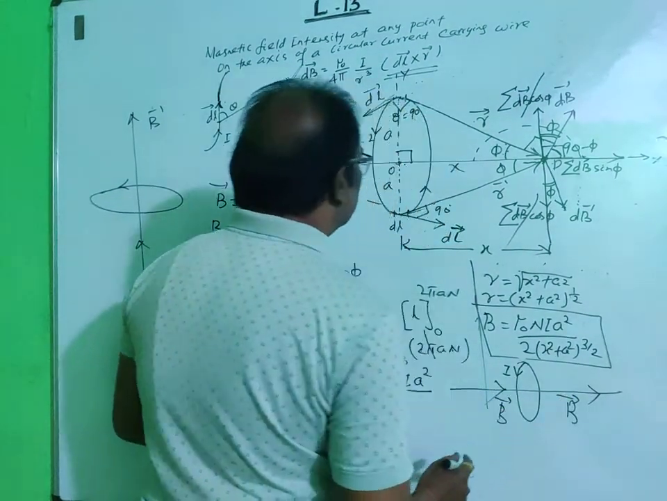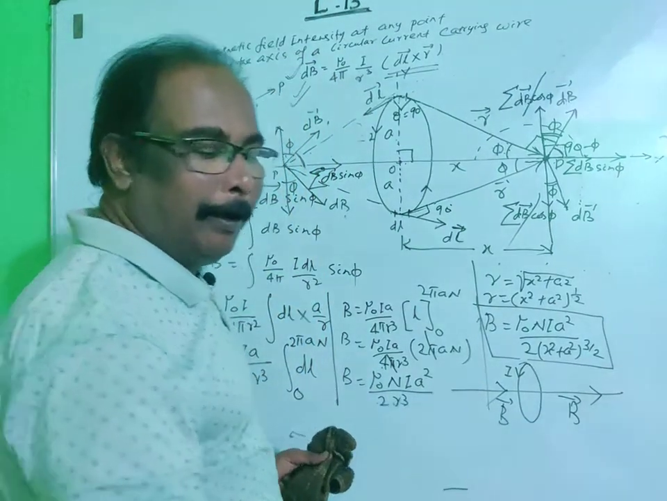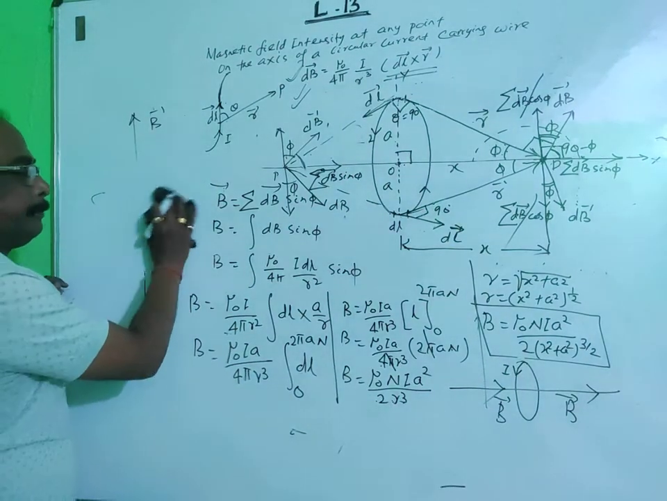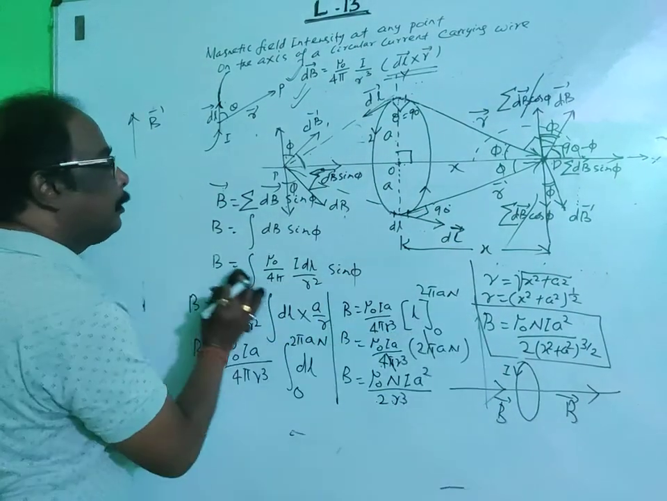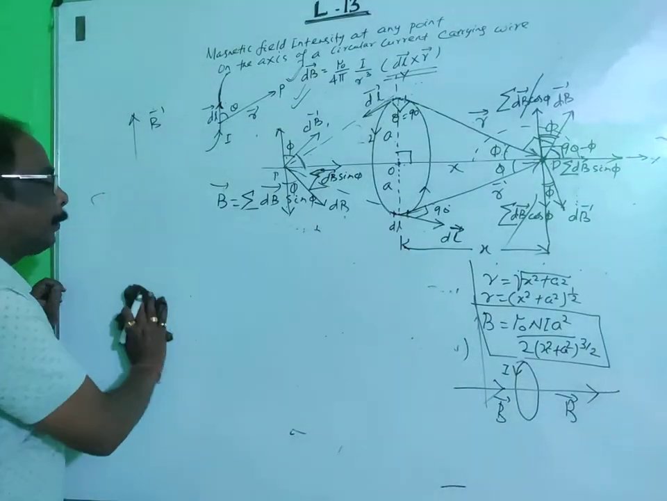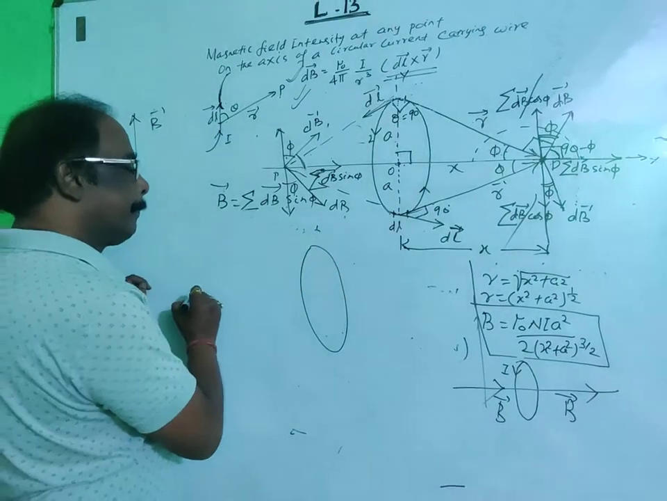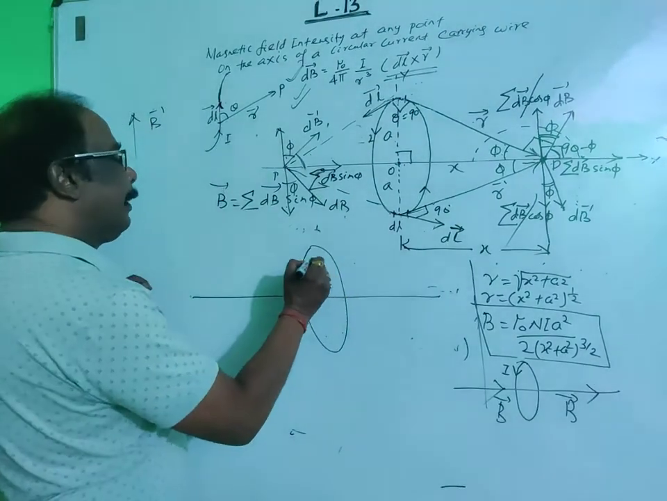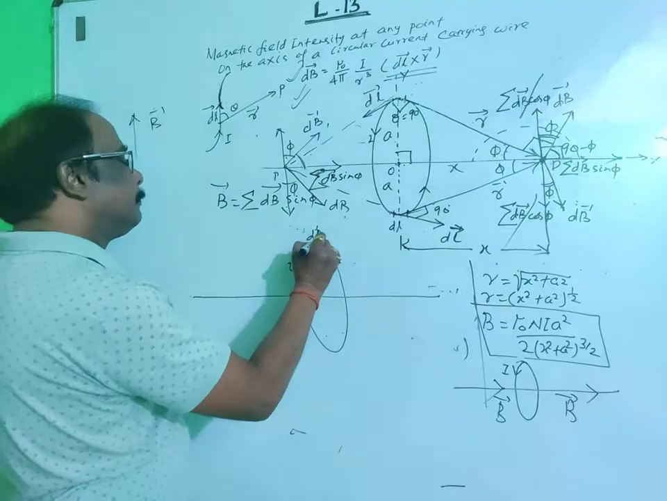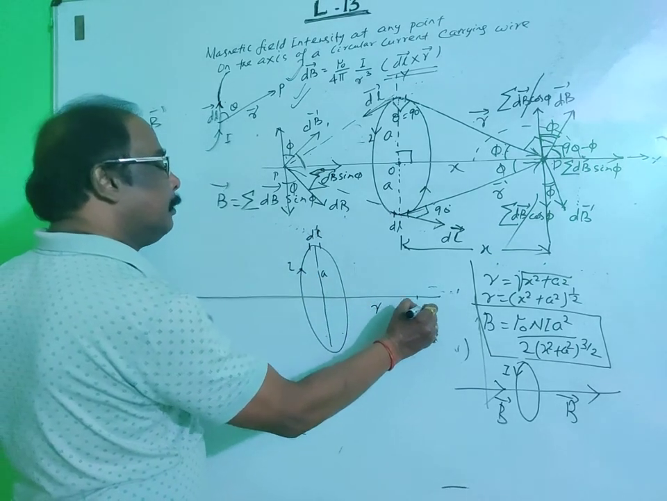If current is in clockwise order, you can also represent it. I am erasing this part. You have got your final result, and I am showing you how to determine direction in clockwise order. Suppose this is a circular coil, with current I in clockwise order. Then this is dl. This is a. This distance is r. This is point P.